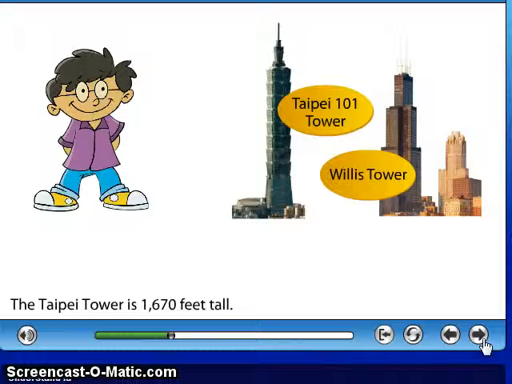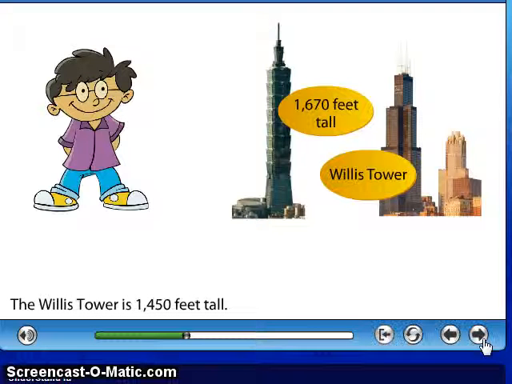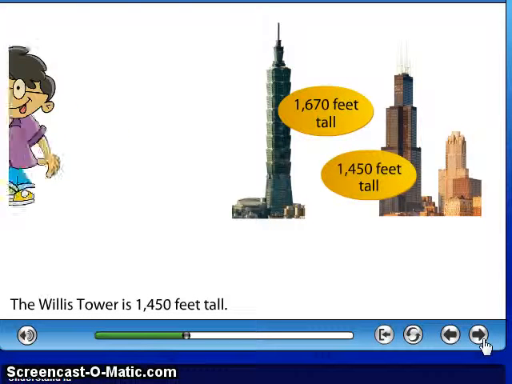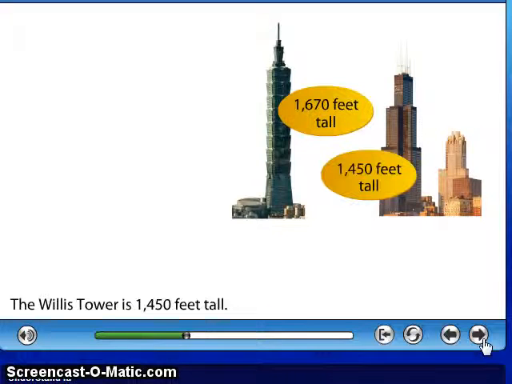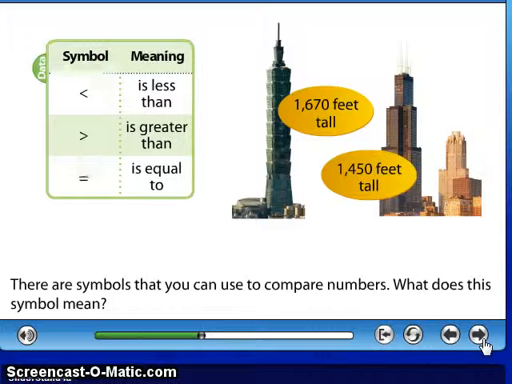The Taipei Tower is 1,670 feet tall. The Willis Tower is 1,450 feet tall. There are symbols that you can use to compare numbers. What does this symbol mean?